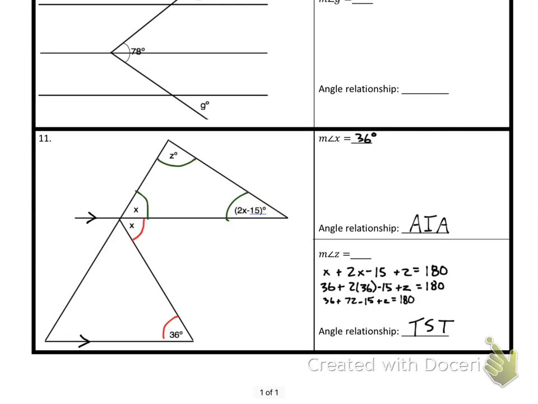Yeah, and I'll just show this real quick. 36 plus 72 minus 15, just those numbers added together. What do we get? 93. There you go. 93 plus z equals 180. And now we've got an answer for z. 87.